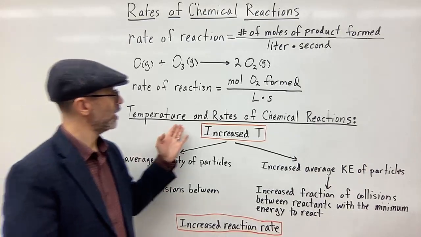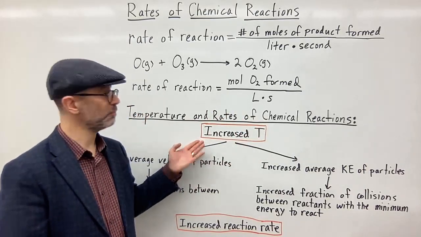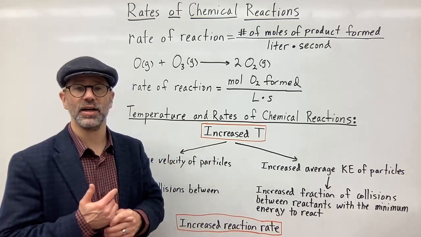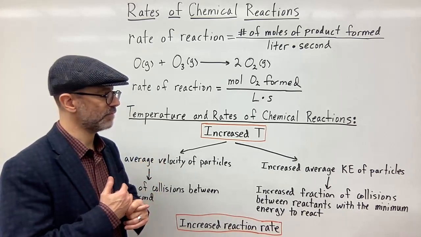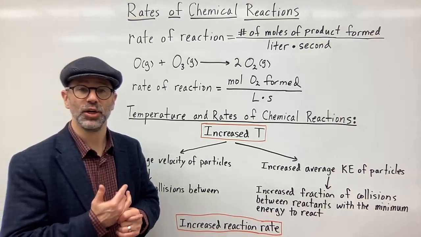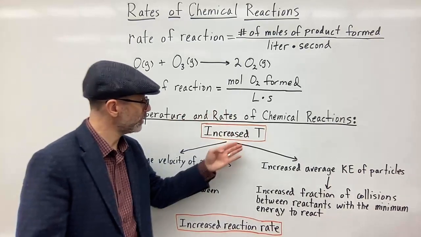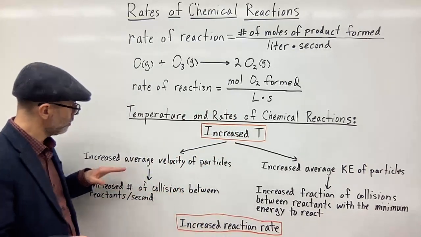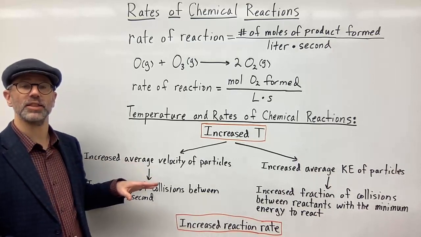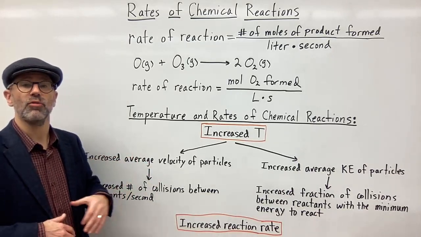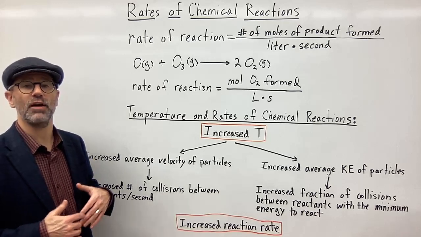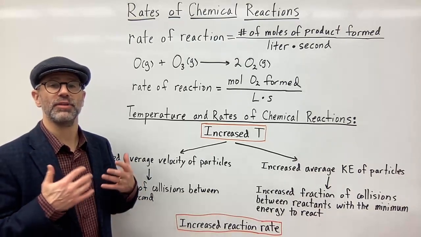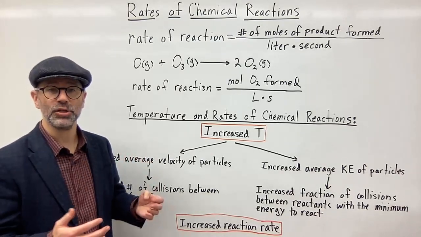Well, if we increase temperature, for example, we've got to go back to our collision theory and the idea of the kinetic molecular theory. So here we increase temperature. What happens to particles when you increase the temperature? Well, that's going to increase their average velocity as they're moving. So remember, temperature is a measure of the average speed of molecules, or in other words, it's the measurement of the average kinetic energy of the molecules.